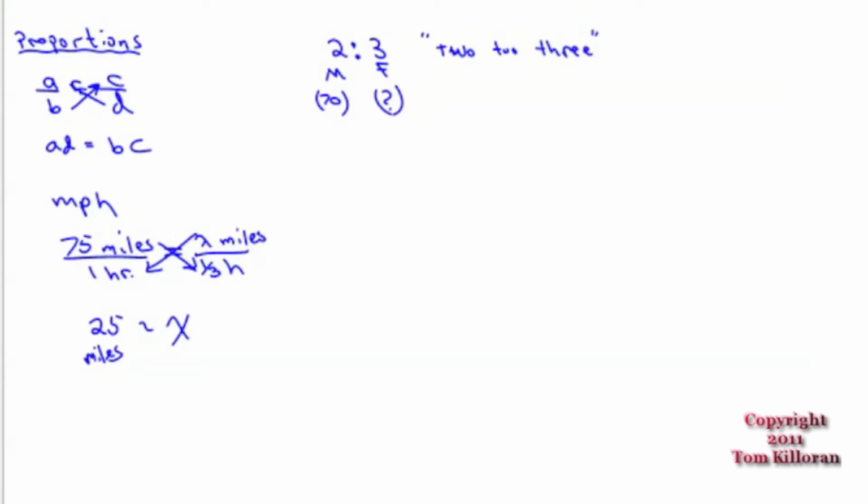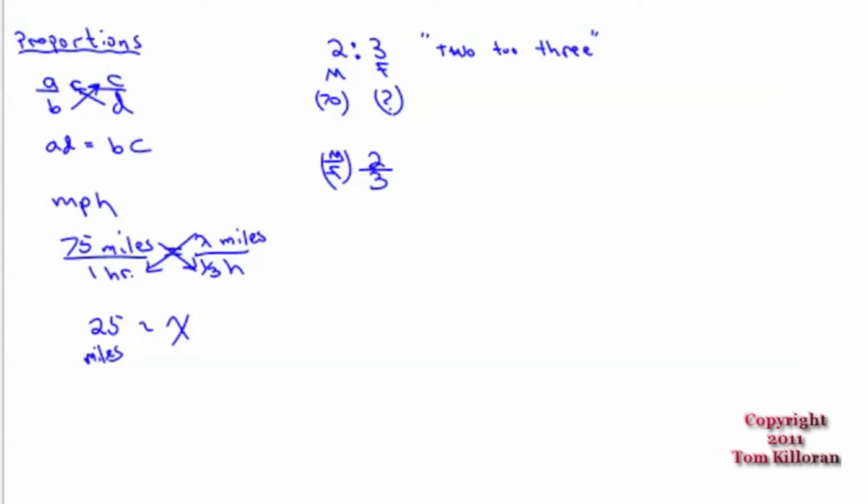The way you set this up is you take the 2 to 3 and write it as a fraction, where the top is males and the bottom is females. Proportions always have an order. You want to match them up straight across, just like miles and miles on either side, hour and hour on the bottom. You want them to match up, because we're usually dealing with direct proportions.